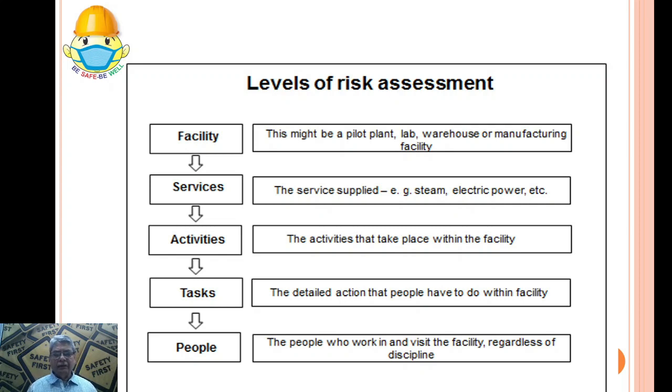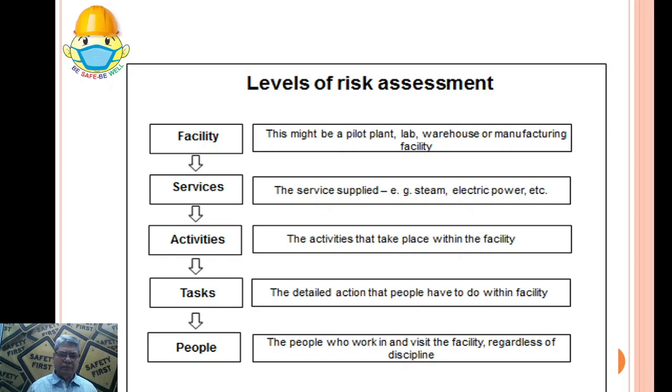Then break down those activities into tasks. Different tasks may be performed by different people in that particular group activity. So for tasks, the detailed actions that people have to do within that facility. Everyone is doing a particular job, and he is performing certain tasks. So you have to look into the task performed by every individual.